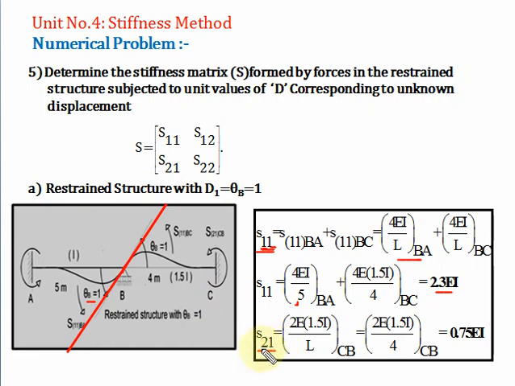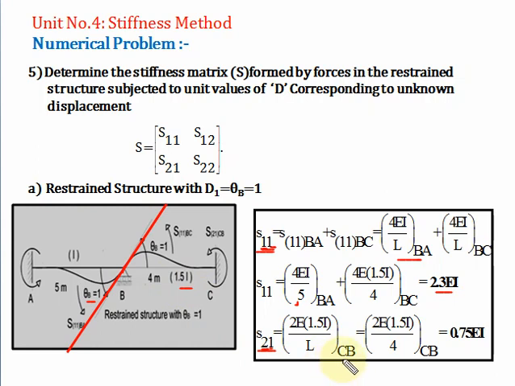Now here I have written S21. The first suffix 2 stands for the unknown number. Our theta C is the second unknown, so here I have written 2, and where is the unit rotation applied? The unit rotation is applied at 1, that is theta B equal to 1. So here the suffix is S21. Always remember that the first suffix stands for the unknown number and second suffix for where the unit rotation is applied.